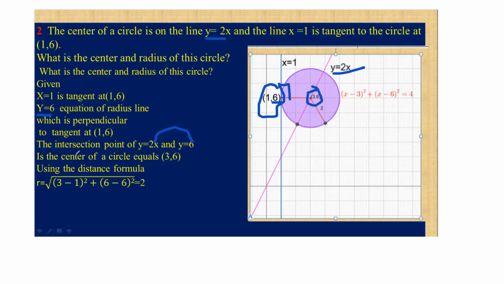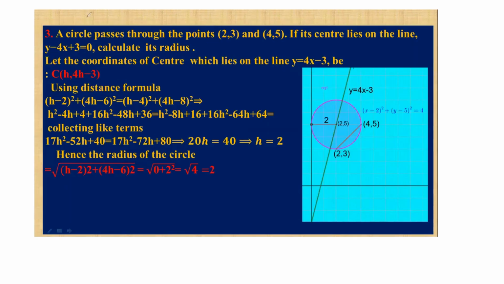Using the distance formula, we can find the radius of the circle. The center is (3, 6), and the tangent point is (1, 6). The distance is radical of (3 minus 1) squared plus (6 minus 6) squared, which is radical 4, equals 2. This is the radius of the circle. Question number 3.